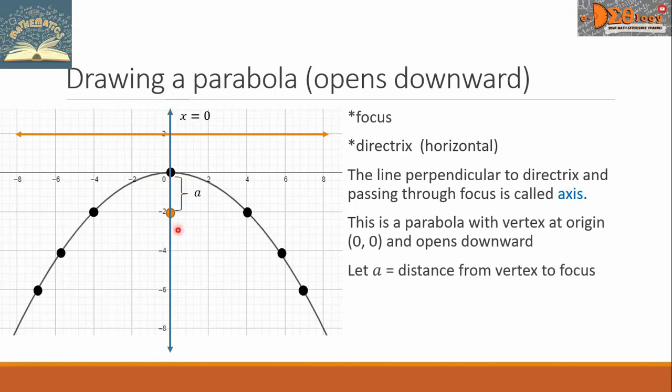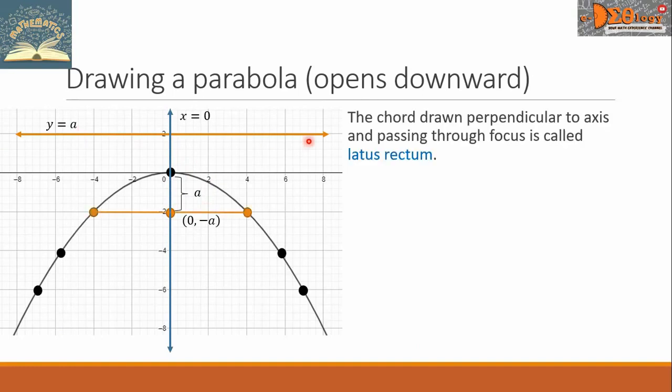We let a be the distance from the vertex up to the focus. So it means to say the coordinates of focus is 0, negative a. The distance from this vertex to the line is also a. So the equation of the directrix is y equals a. There is a chord drawn perpendicular to axis and passing through focus that is called latus rectum. This is the latus rectum.